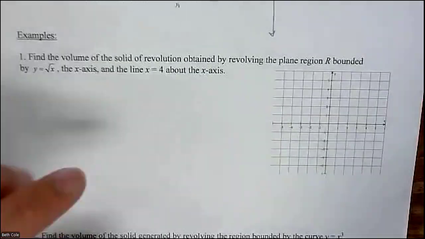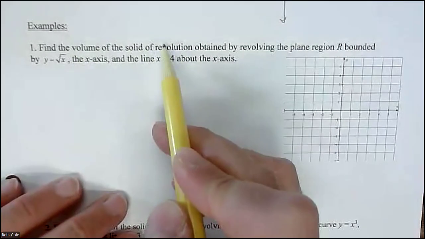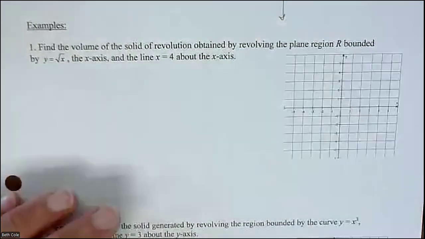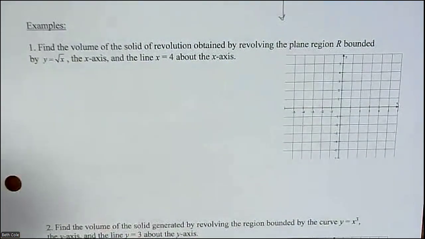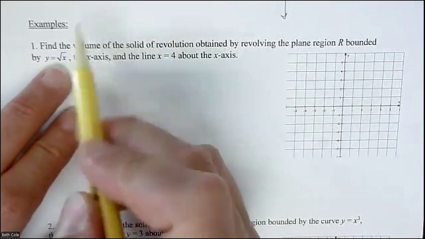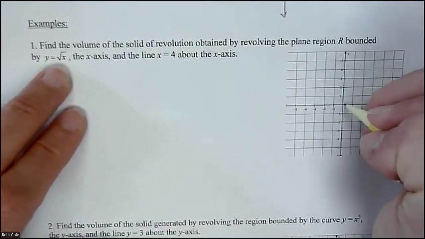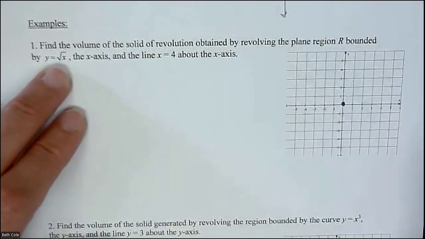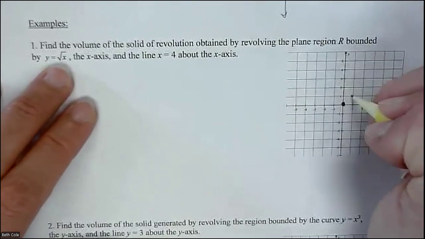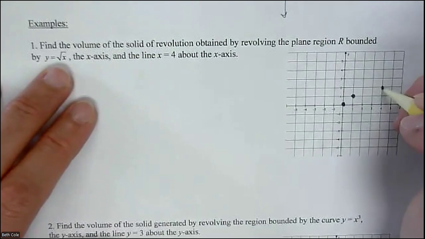All right. So here we go. And you are going to have a little bit of an imagination here. Find the volume of the solid of revolution obtained by revolving, and then it just goes around in a circle like a merry-go-round. Bounded by. All right, let's graph this. Can you give me some points on square root of x? 0, 0. Good. What else? 1, 1. 4, 2.